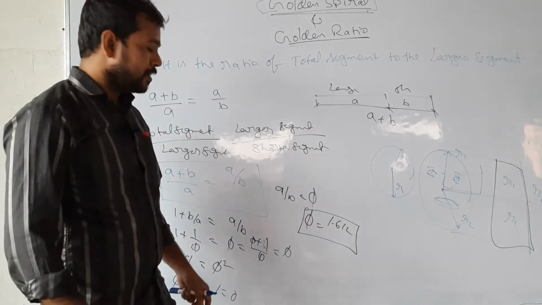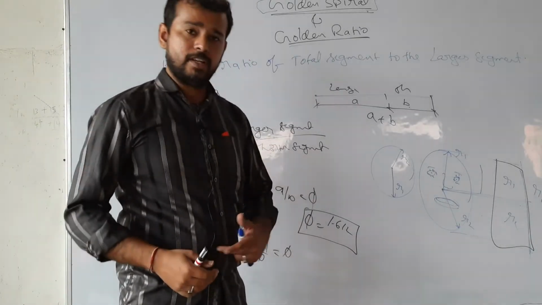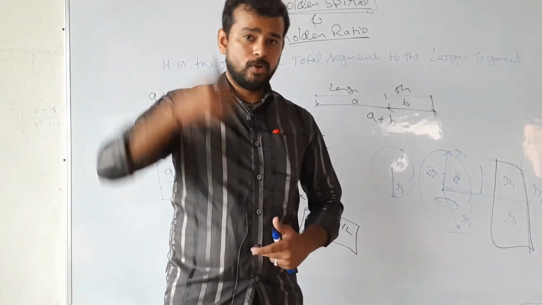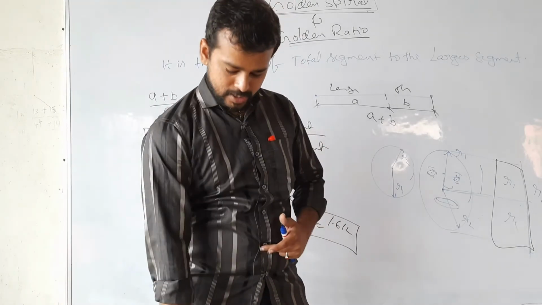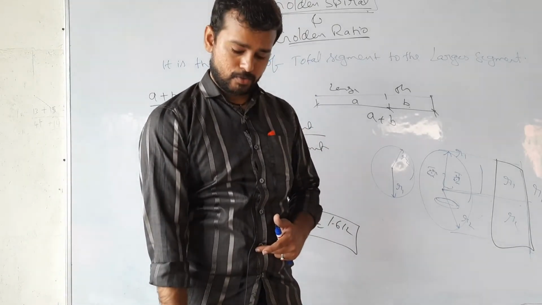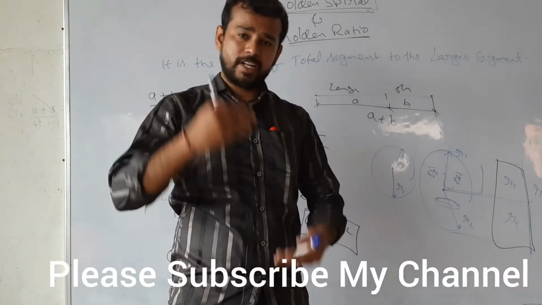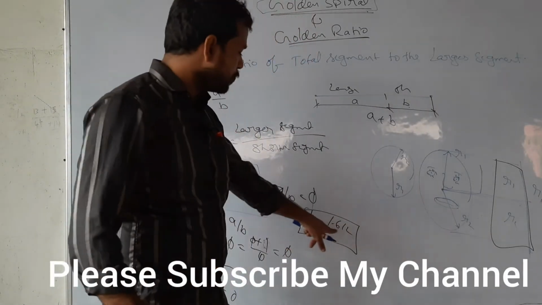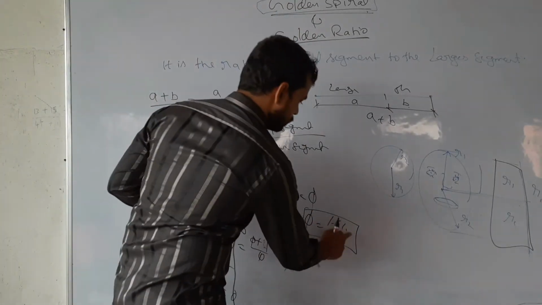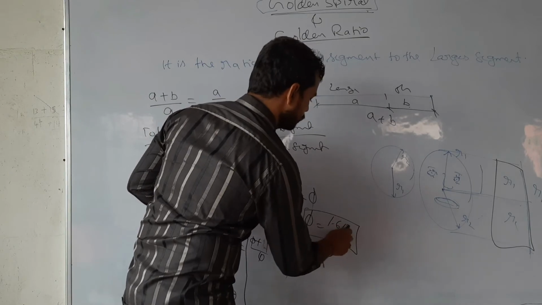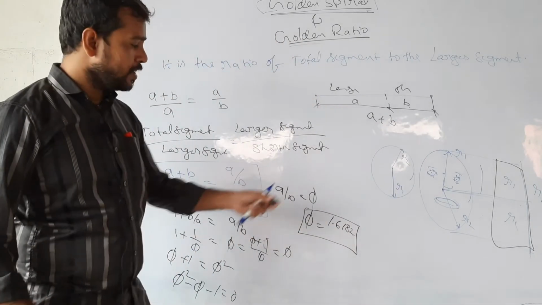Okay, and even if you consider your height, from your navel to this height is different, and from here to this, your foot height, is different. If you take the ratio, it will follow 1.618. This is the golden ratio.